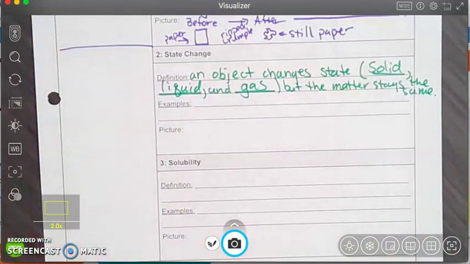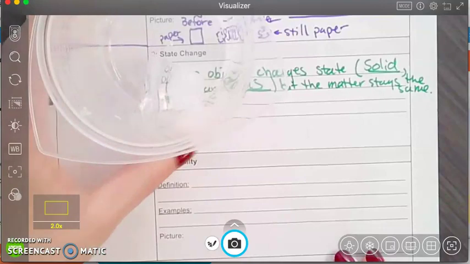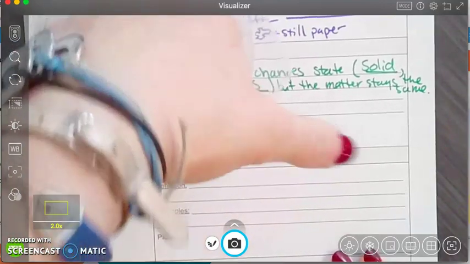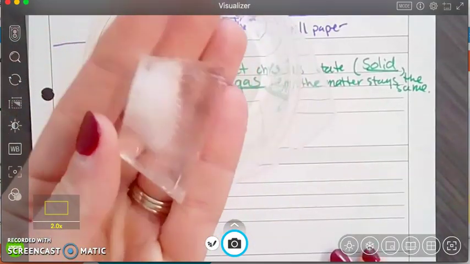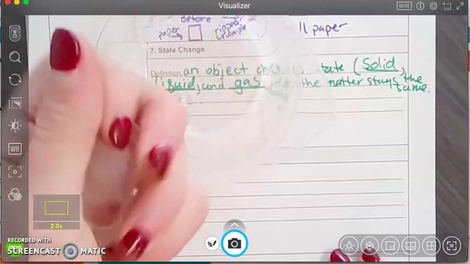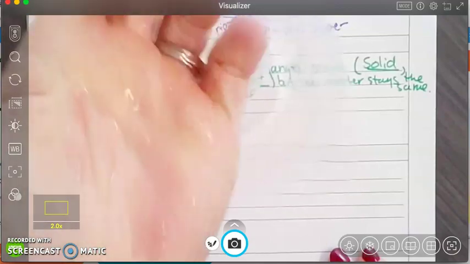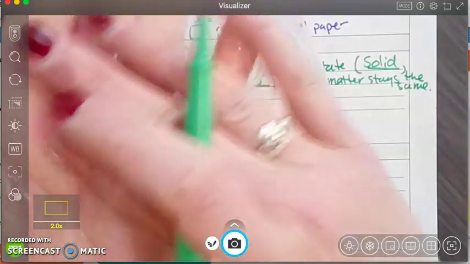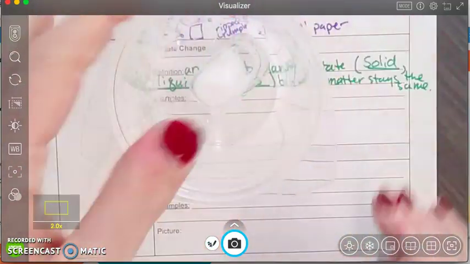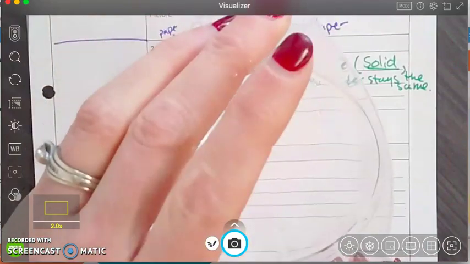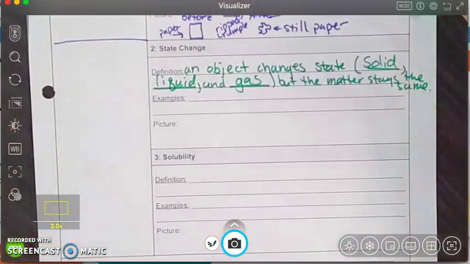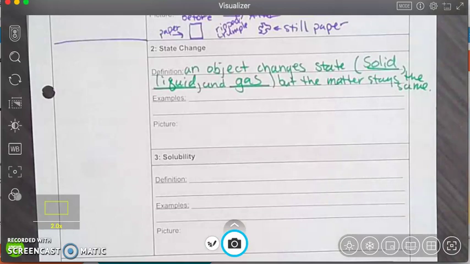So we need some examples of a state change. Right now I have a really cool one. So it's an ice cube. And right now, ice is a solid. But as it changes shape, and I warm it up a little bit to make it happen faster, now I have all this water on my hands. So this ice has changed from a solid to a liquid. It's still water, it just looks different.